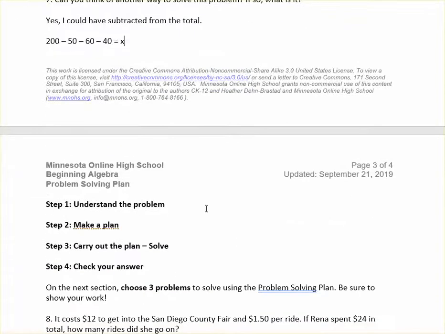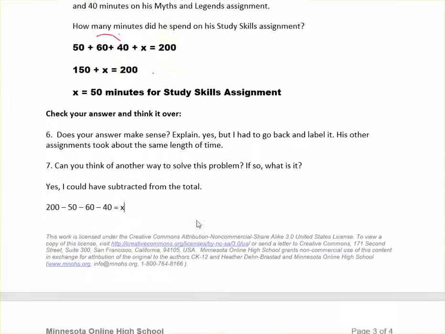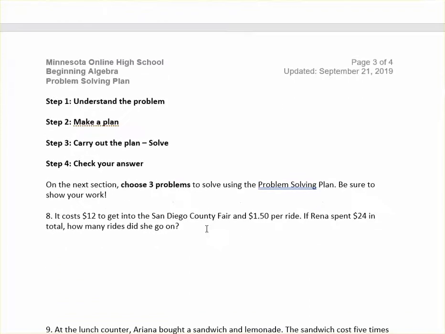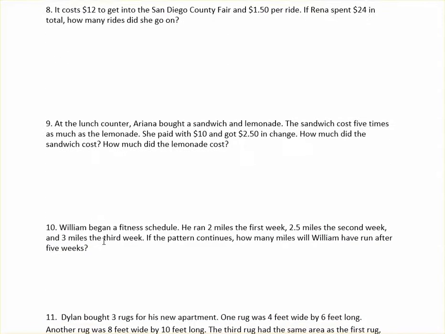So that's our plan, and here are the steps again. So what you're going to do is choose just 3 more problems to do using this problem-solving plan. Be sure to show your work. Now you don't have to write down each one. You don't have to write understand the problem, make a plan, carry out the plan, solve. But for the make a plan and carry out the plan, you do have to show some work. You cannot just write an answer for these because these are a little bit longer problems to do.